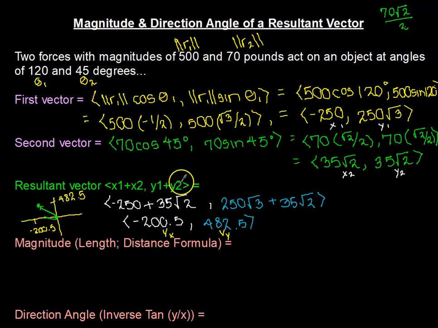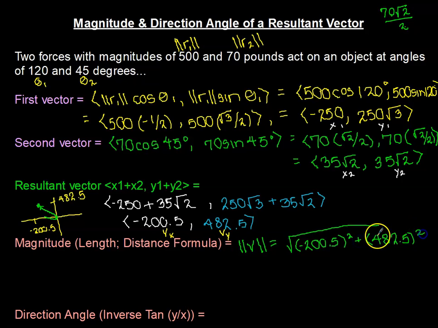Now to find the magnitude of this resultant vector, which is just the length, you're just going to apply the distance formula. So the magnitude of this vector is just taking the square root of x squared plus y squared, which is negative 200.5 squared plus 482.5 squared. And make sure that you solve what's inside of the square root first before you square root that number. You should get 522.5. So that's the length of the vector from here to here.